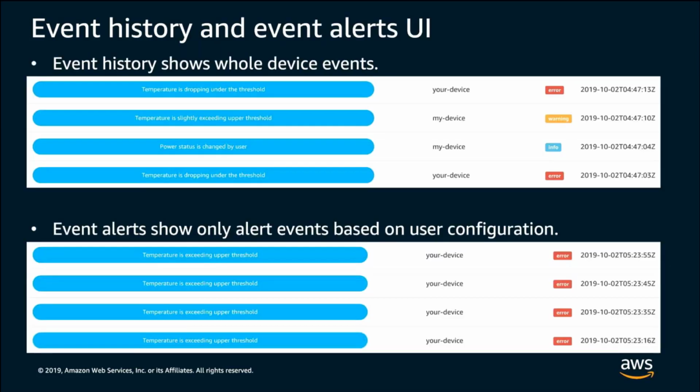On the owner web console, it looks like this. Event history shows every event, but if the user sets the preferred alert level to error, event alerts only show error events.